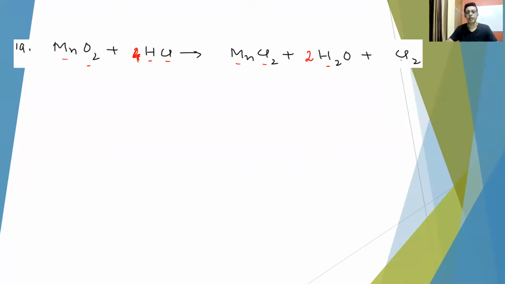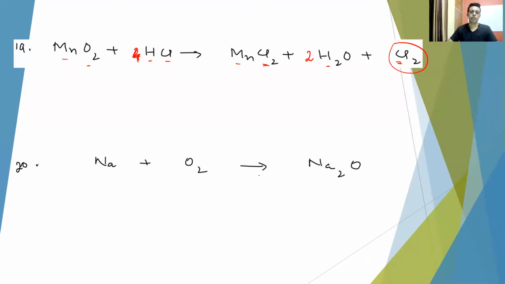I said chlorine is balanced, but this chlorine I had not seen. So now it's balanced. Manganese, oxygen 2, hydrogen 4, hydrogen 4, chlorine 4, 2 here and 2 here. I had not seen this chlorine earlier, but this is balanced now.